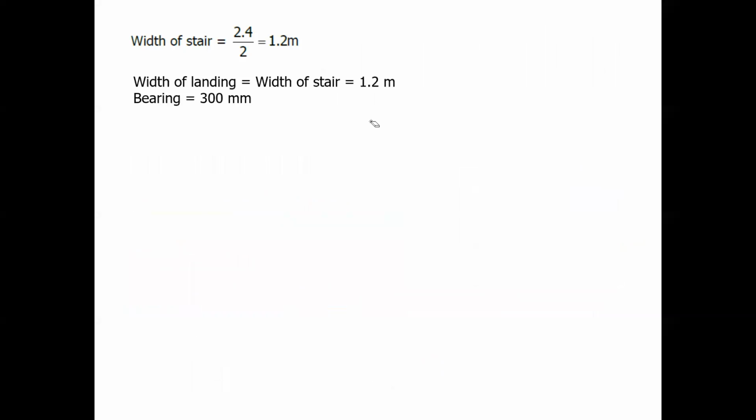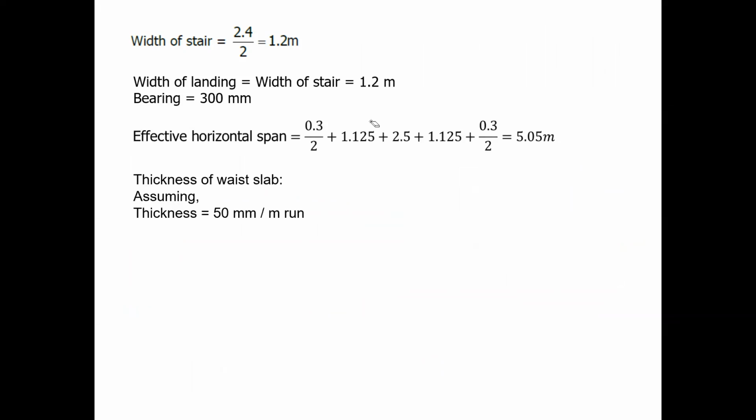Okay. Next, take down width of landing. Width of landing is equal to width of stair, which is equal to 1.2 meter. And bearing is given in the question, right? 300 mm. So now total effective horizontal span is how much?